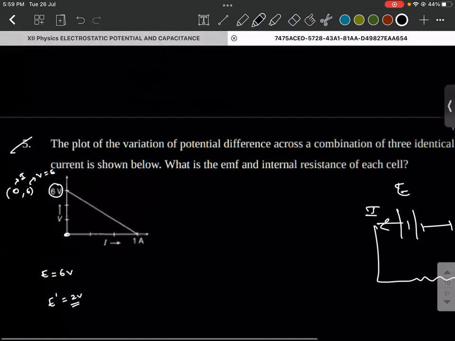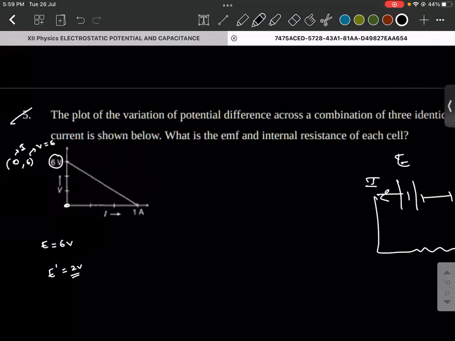Is it convincing? Now they are asking what is the internal resistance across the cell. So if you find the slope of the graph, what will you get? This is 1, 1, 0. What is going to be the slope? 6 divided by 1. So it should be 6 ohm. Again, 6 ohm is the equivalent value. So what will be the individual value?